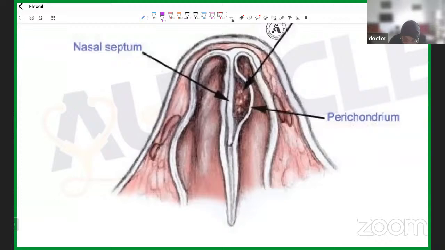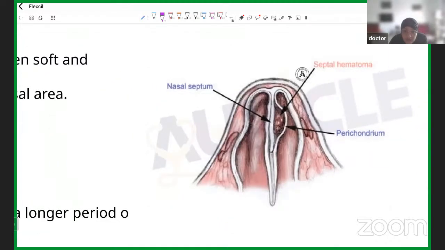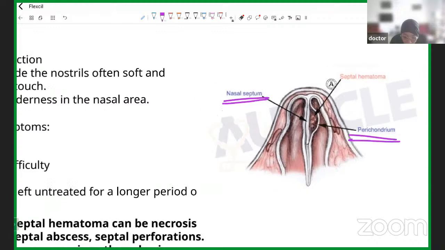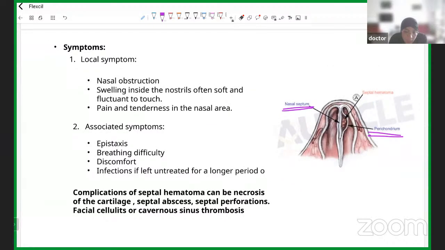So if you can see here, this is a very good diagram showing septal hematoma between the layer of nasal septum and perichondrium. These are two different things. Remember, the nose is not bleeding. The blood is collected between the layers of nasal septum and the perichondrium. So in the exam, if they ask you what is nasal septal hematoma, please do not write there is blood in the nose. There is blood in the nose, but in which structure? It is between the nasal septum and the perichondrium.